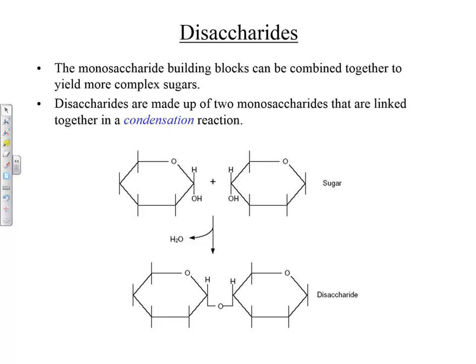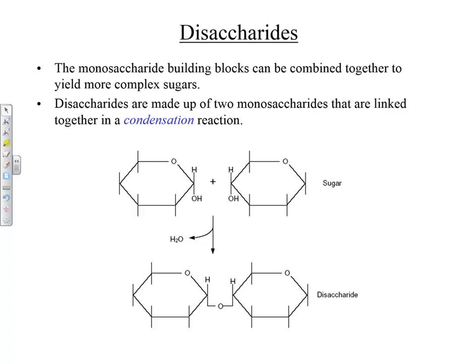All right, so we talked about monosaccharides, or the simplest sugars that had the general formula CnH2nOn, where n was like 3, 4, 5, 6, and 7. Now, we want to see how these units of sugar are linked together to form, let's say, disaccharides, if you have two monosaccharides linked together. Trisaccharides, if three of them, then you can have polysaccharides also, right? So the monosaccharide building blocks can be combined together to yield more complex sugars. Disaccharides are made up of two monosaccharides that are linked together in a condensation reaction, okay? Condensation reactions are reactions where two units are linked together and a water molecule is eliminated.